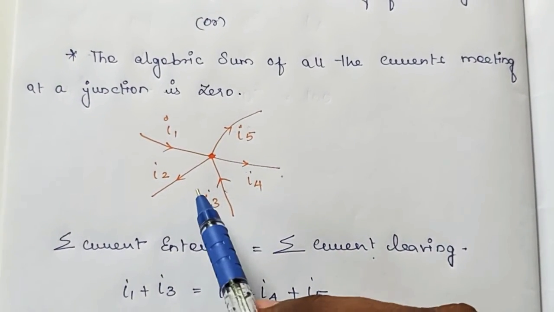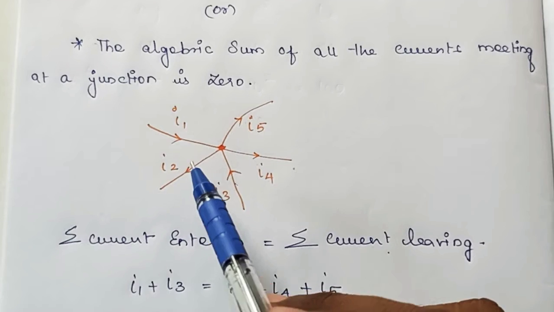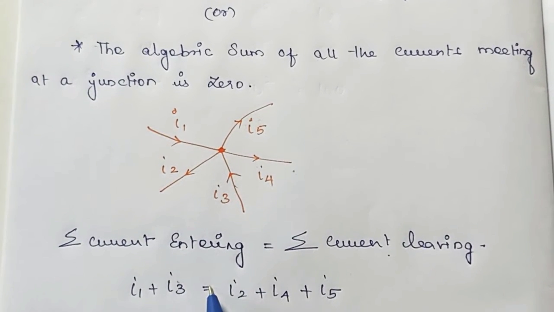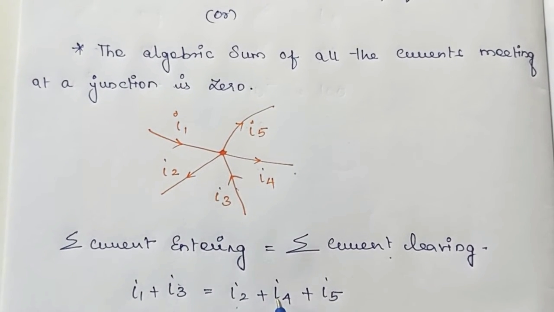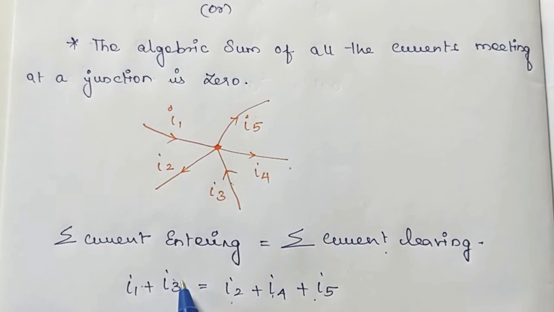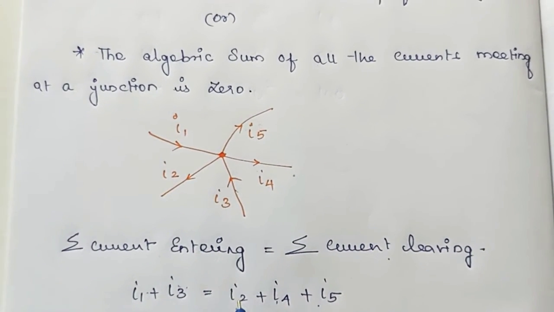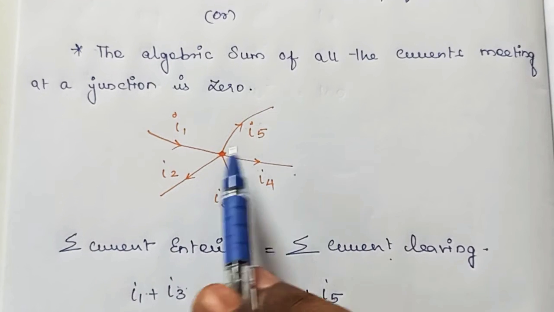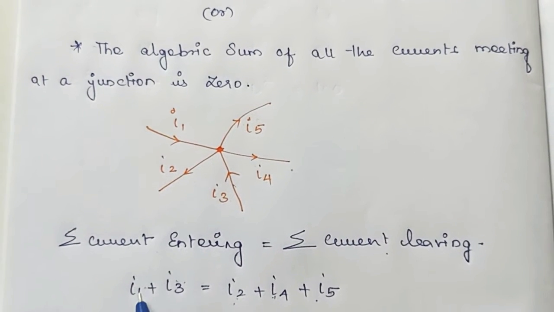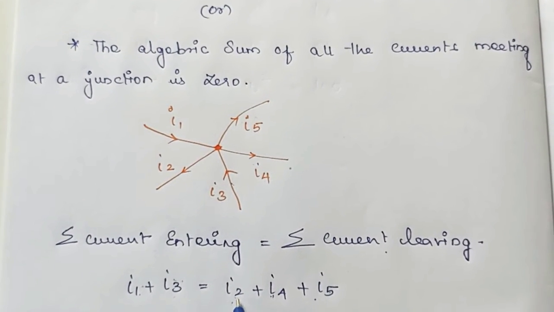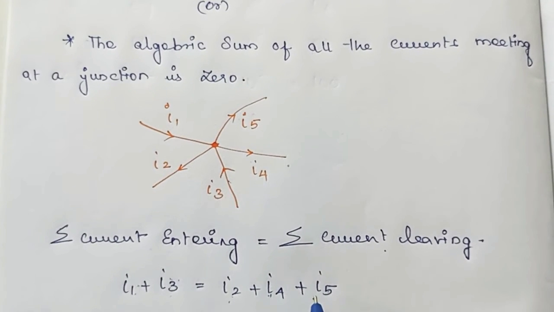So by applying this current law, I1 plus I3 is equal to I2 plus I4 plus I5, because the I1 and I3 currents are entering the node, and the I2, I4 and I5 currents are leaving from the node. Therefore I1 plus I3 equals I2 plus I4 plus I5.